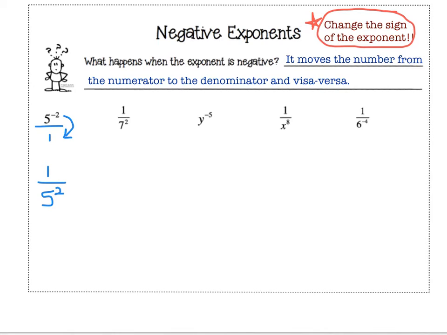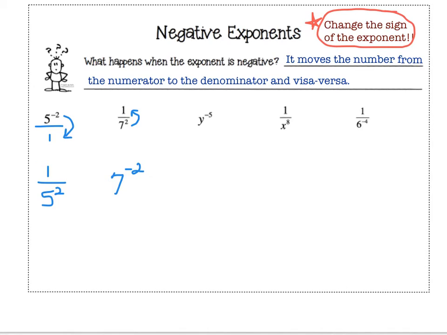Our next example is 1 over 7 to the second power. This time, if I want to take my 7 to the second power and move it up to the numerator, I'm going to change the sign of my exponent. So 7 is going to stay the same, and instead of positive second, my exponent is going to be negative second.